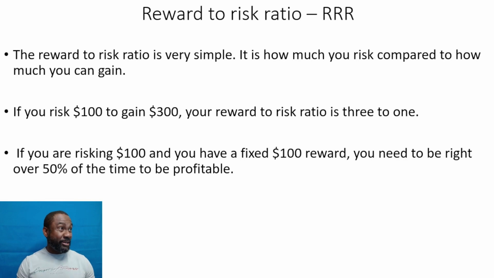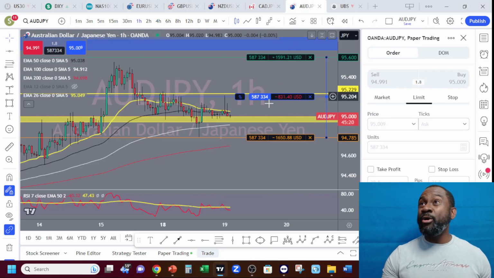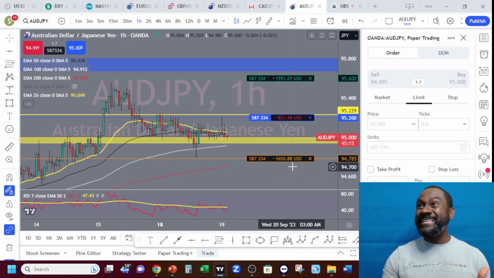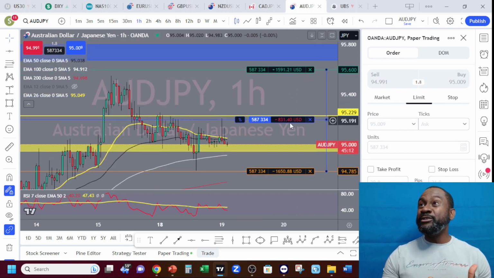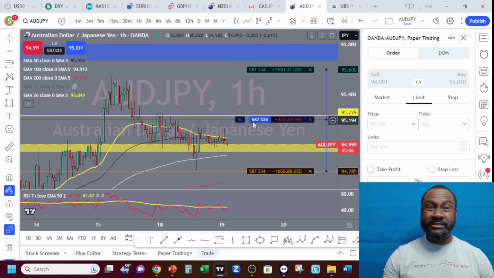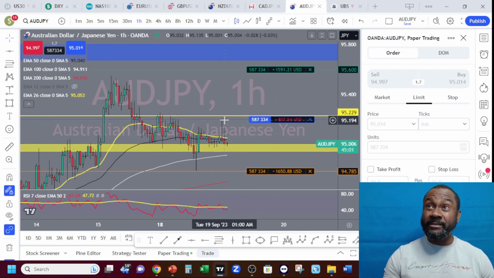If you're risking $100 and you have a fixed $100 reward, you need to be right 50% of the time to be profitable. That means, let's go to the market and take a look. So right now I have a position open. I opened the position just to illustrate that point. I opened it right before I started this risk to reward ratio. You can see I opened it here and the market goes against me.